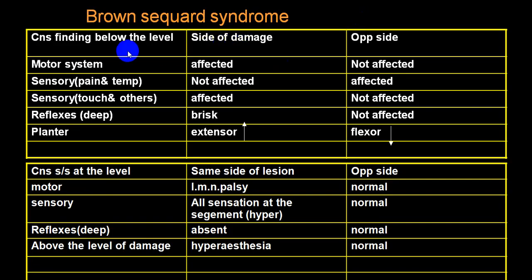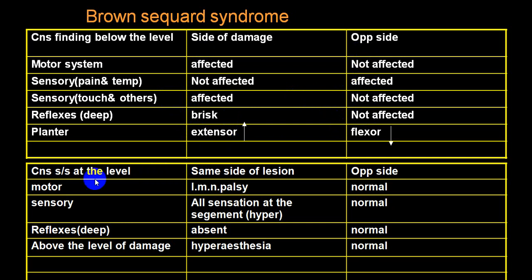So on the side of the damage, below the level, the motor system on the same side is affected. So you will have upper motor neuron signs below the level, and pain and temperature will be affected on the opposite side. Touch, particularly touch and the posterior column, will be affected on the same side. And below the level, all reflexes will be brisk, and plantar will be extensor. And on the opposite side, everything will be normal except pain and temperature gone.